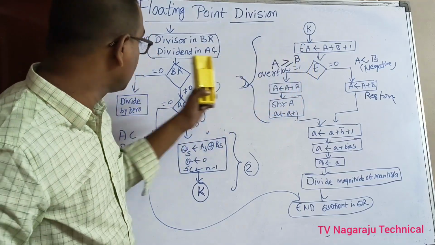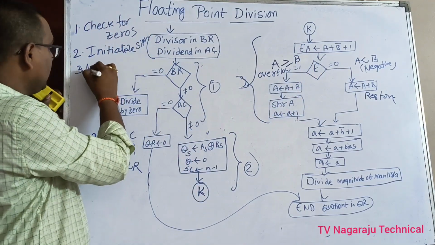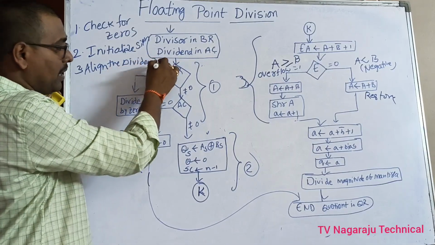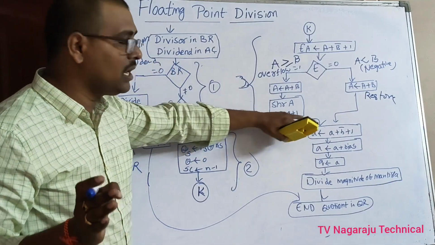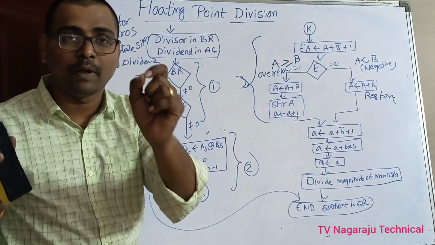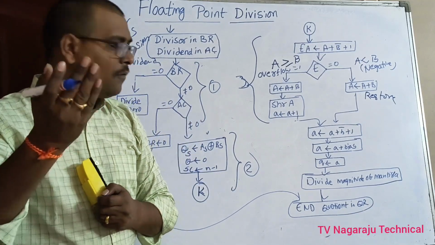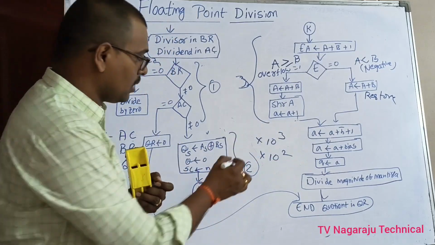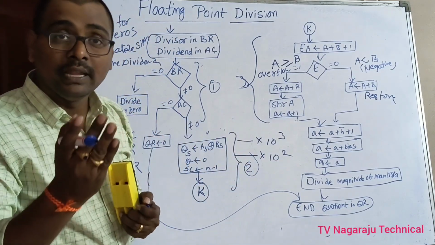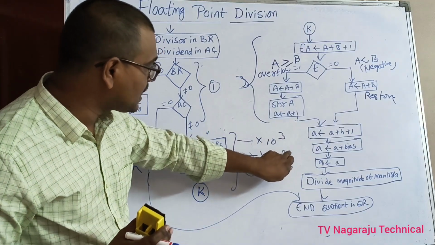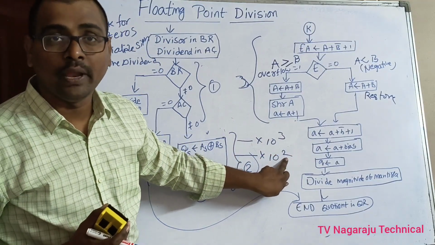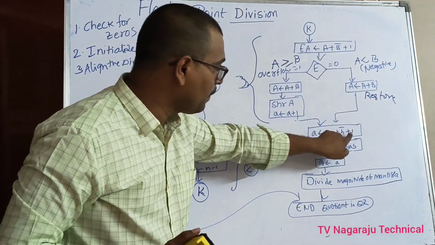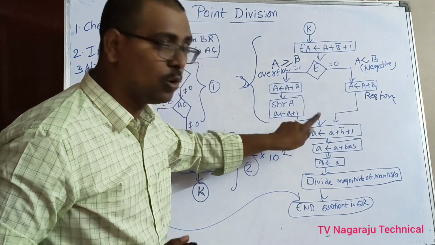So the third step is simply to align the dividend. And the next step: okay, dividend and divisor are perfectly aligned. What is the next step? For example, you have two numbers, the first number is 10 cube and the second number is 10 square. In the division operation, we need to subtract the exponents. So dividend exponent minus divisor exponent, A minus B, and the result is stored in A.